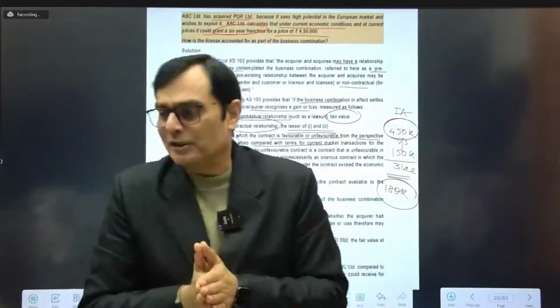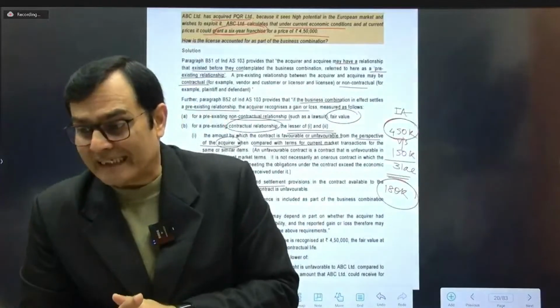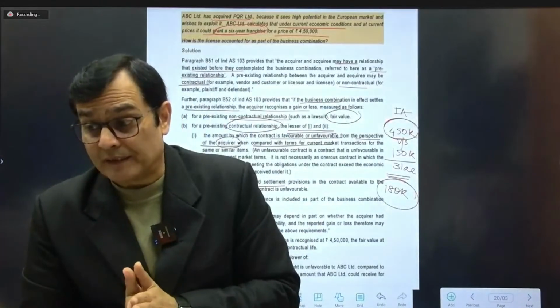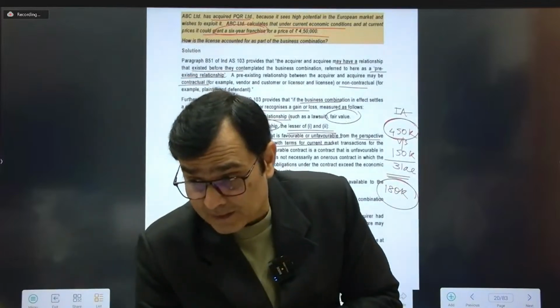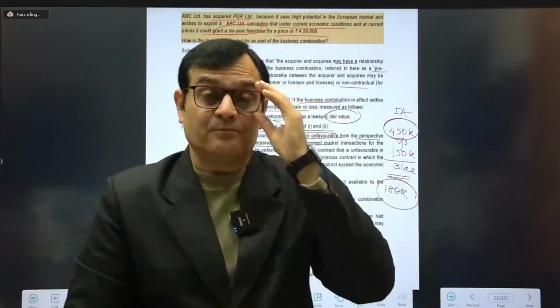Okay, and I think Tanisha, you said, but 1.8 lakh is to be received by the acquirer, right? So 30,000 has to be a gain. No, no, no. This is not the amount of gain.